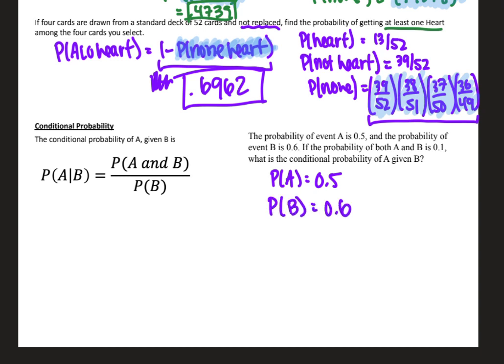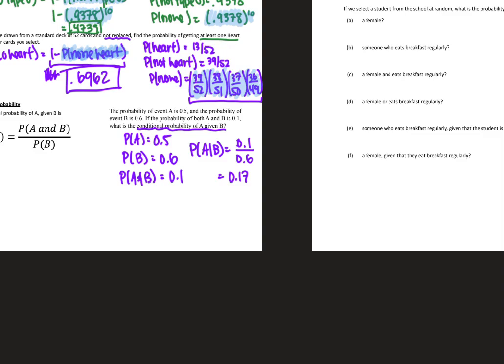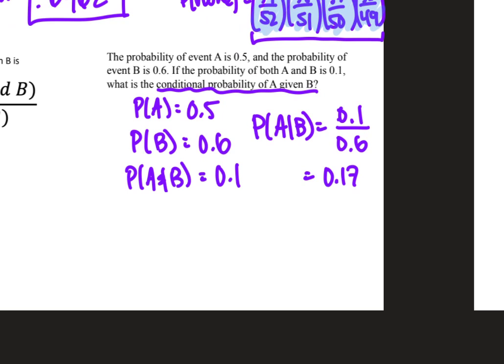So then it says if the probability of both A and B is 0.1, what's the conditional probability of A given B? Well, using the rule that we see here, that's going to be the probability of A and B, which is 0.1, divided by the probability of B, which is 0.6. So that's going to be 0.1 divided by 0.6, which is 0.17.